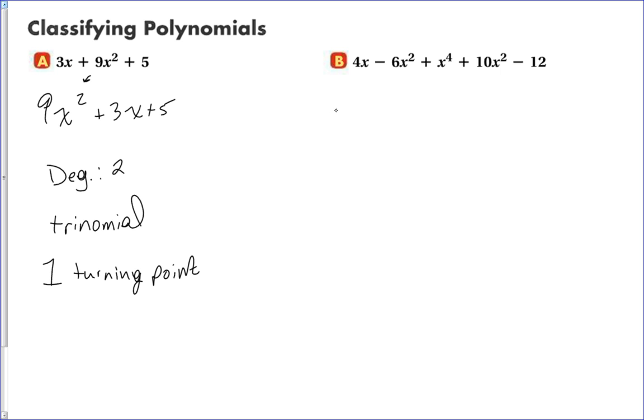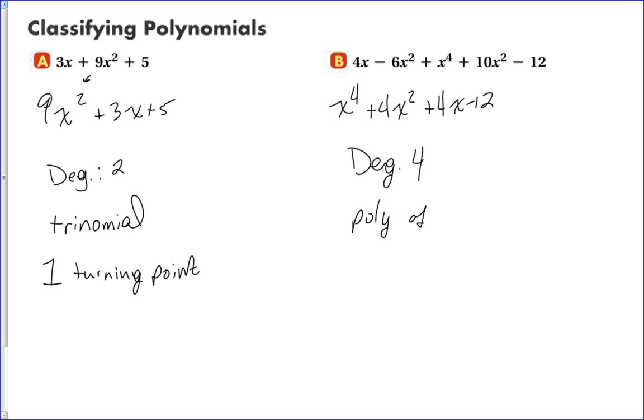Now for this one, if we write it in standard form, we have x to the 4th. Now, negative 6x squared and plus 10x squared gives you plus 4x squared plus 4x minus 12. So here we have a degree of 4 because that's our highest exponent. We have 1, 2, 3, we have 4 terms, so we have a polynomial of 4 terms. Or you could just call this one a polynomial. I'm not going to get this picky with you.